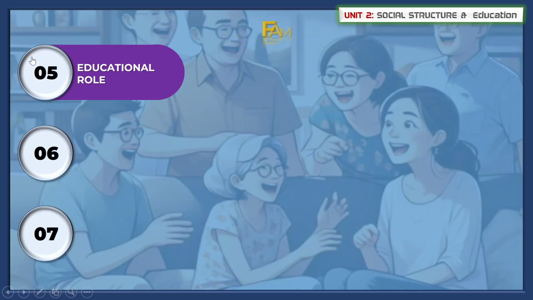It is within the family that children learn language, culture, values, and ethics. Families provide primary socialization, teaching children how to interact with others and adapt to societal norms. They also play a crucial role in moral development, instilling values like honesty, empathy, and respect. For example, a parent teaching their child to share toys fosters a sense of generosity.